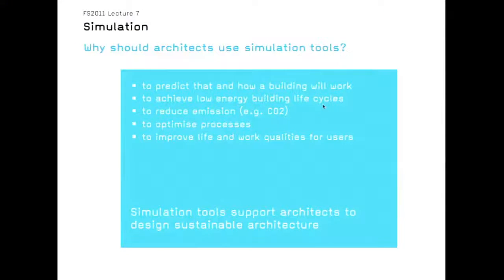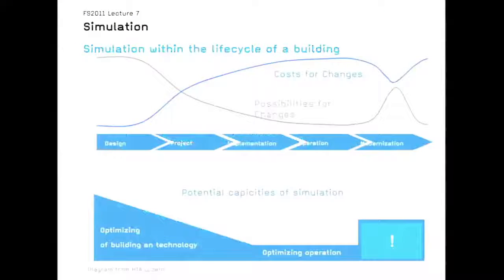So if we could simulate all the things that you see here, it would be much easier to build better buildings. And these curves just show how important it is to do the simulation at the beginning. So you do the simulation at the beginning, in this phase, in the design phase. The costs for changes are very small, and the possibilities for changes are very, very high. So this is where you can use simulation, and later it changes again.